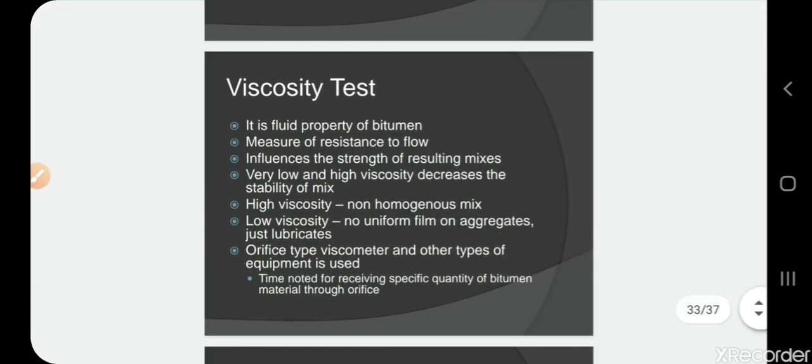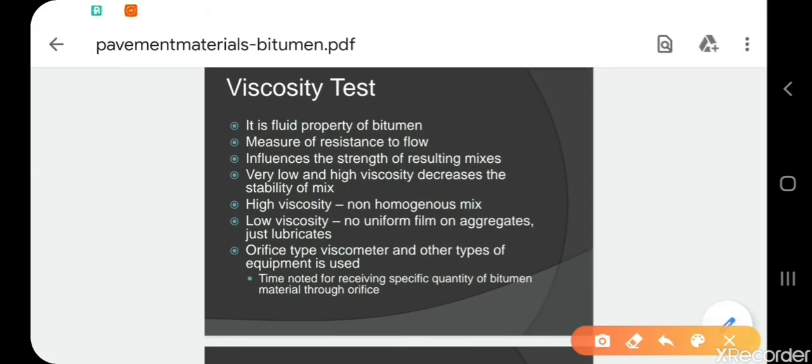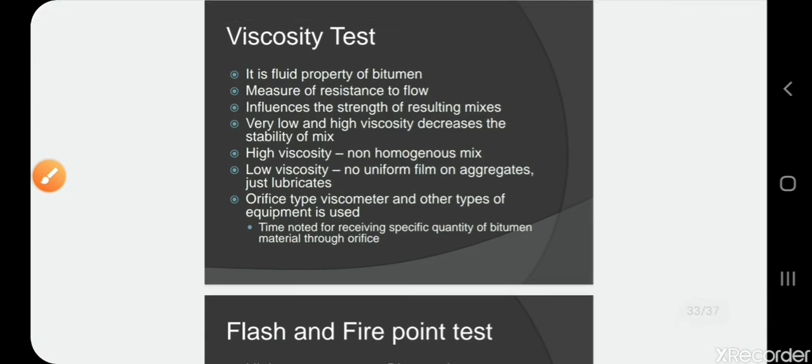Next one is the viscosity test. What do you mean by viscosity test? As already told, bitumen has viscous properties. It is a fluid property of the bitumen. When the temperature increases, the bitumen can be subjected to viscosity, which measures the resistance to flow. Resistance to flow is nothing but viscosity. When the viscosity increases, there should be a change in temperature. That's why we are conducting the viscosity test. Very low and very high viscosity decrease the stability of the mix.